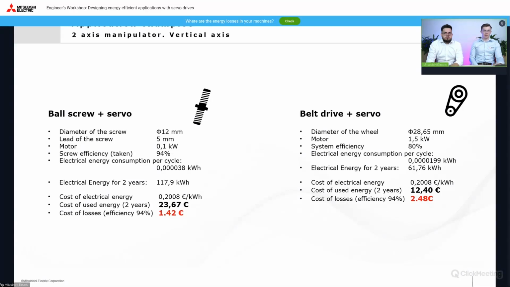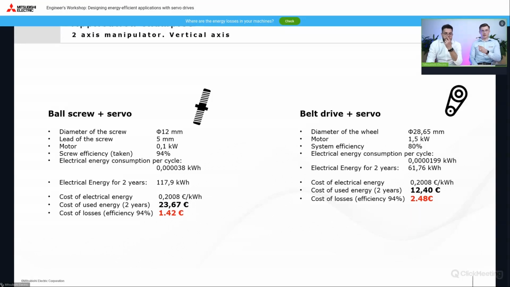Then we have the same energy for the whole of the cycles for this time period. The cost of electrical energy is the average for the European Union in this quarter. From this calculation, we have a cost of energy use in 2 years of only about 24 euros. And with this efficiency, 1.4 euro is going for the loss, for the friction, for example.